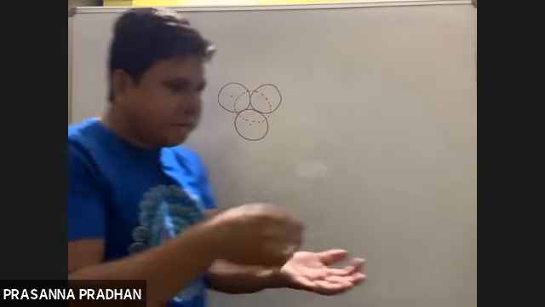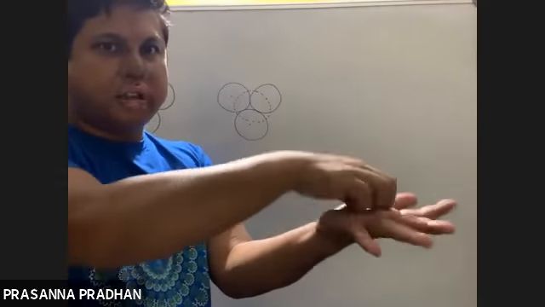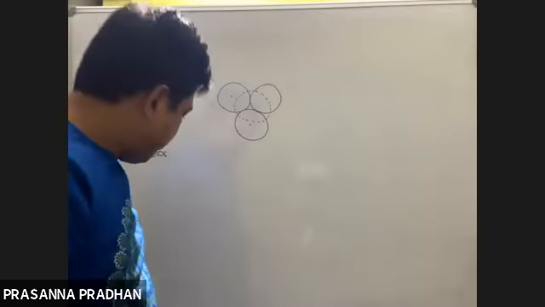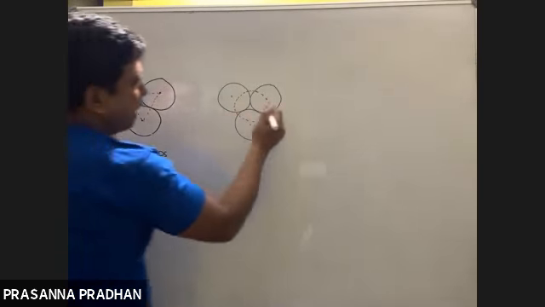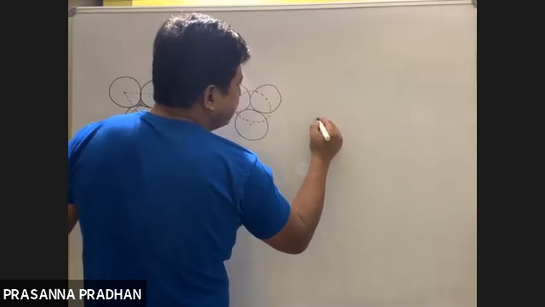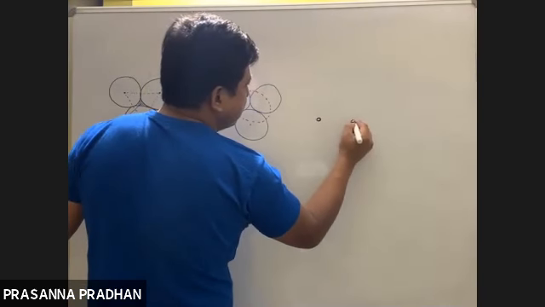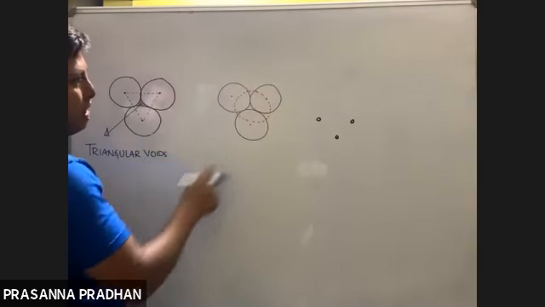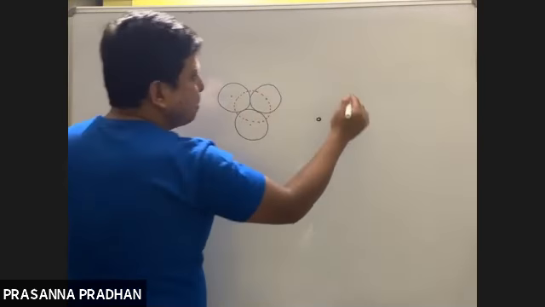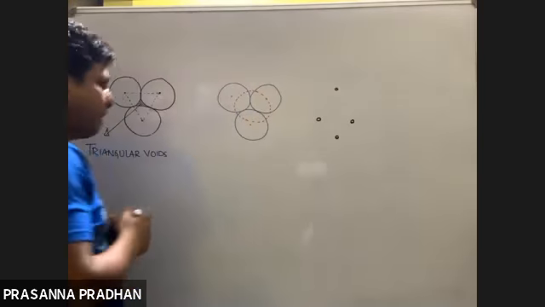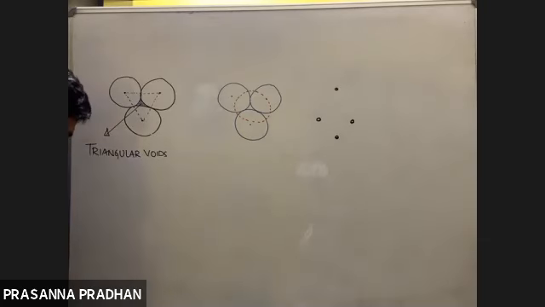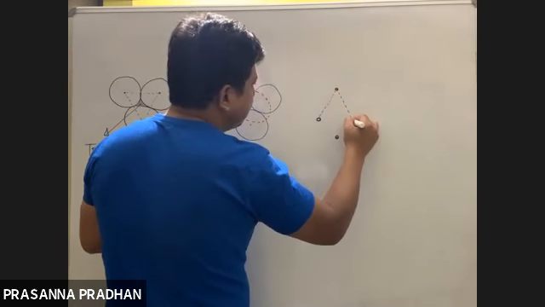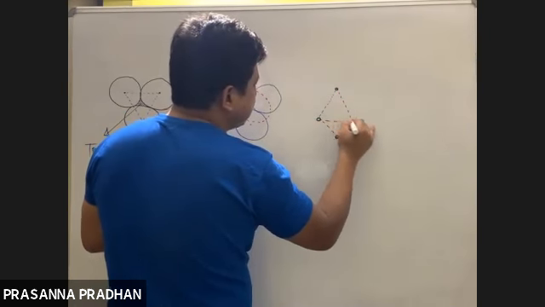So imagine three spheres are here, and one sphere is kept on top of them, meaning its center is here. The three centers are in the same plane, and the center of the fourth sphere will be above. Now if I join the centers of all the spheres, what type of shape will I get? Tetrahedral. Good, I'm getting a tetrahedron.